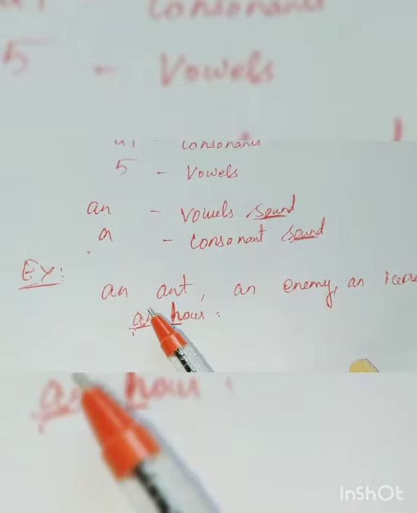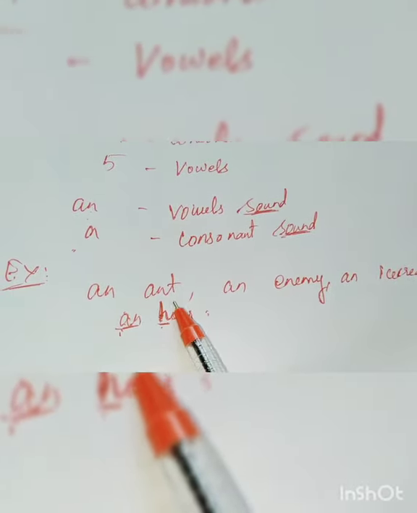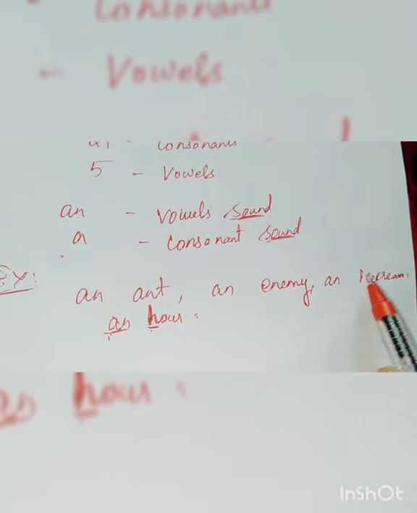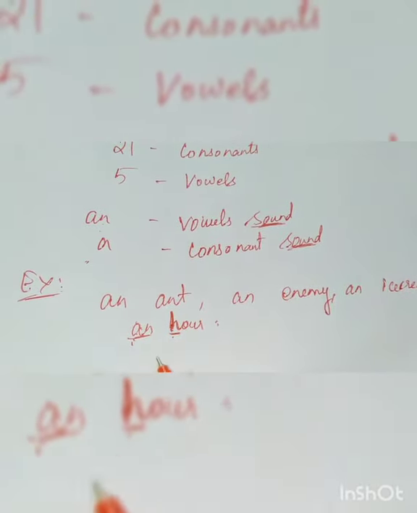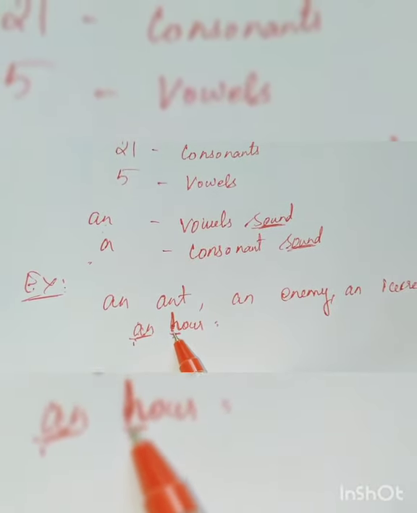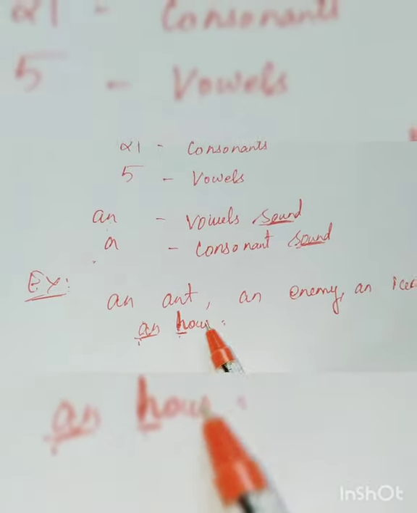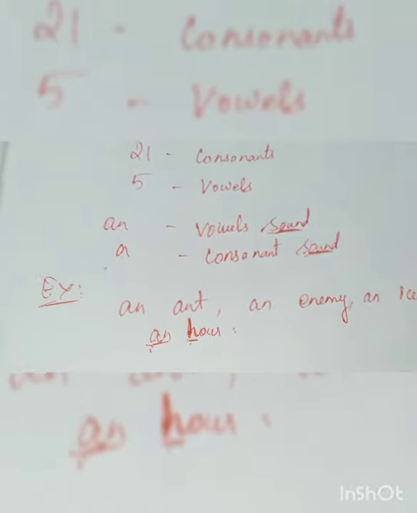For example, an ant, an enemy, an ice cream, an hour. Here the words like ant, enemy and ice cream start with vowel letters. But H is not a vowel letter, yet we use "an" before the word because H is silent in this word. So we use "an".